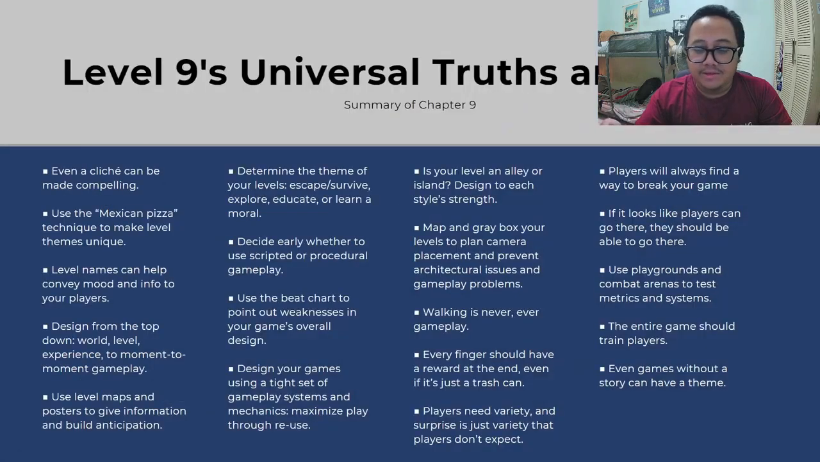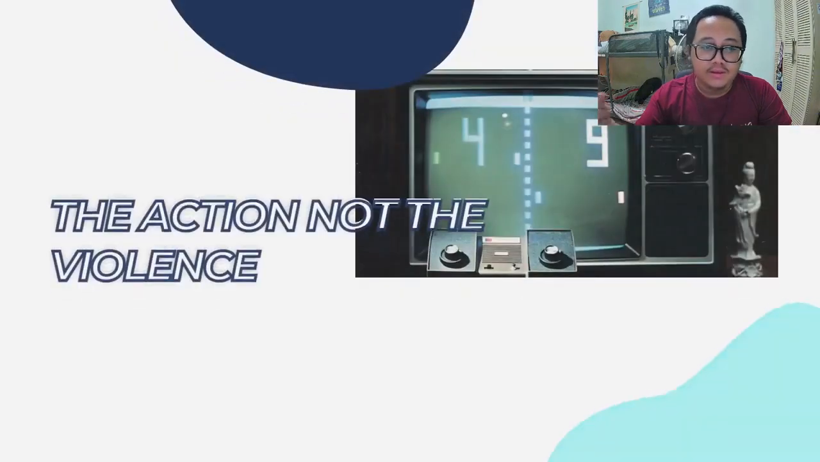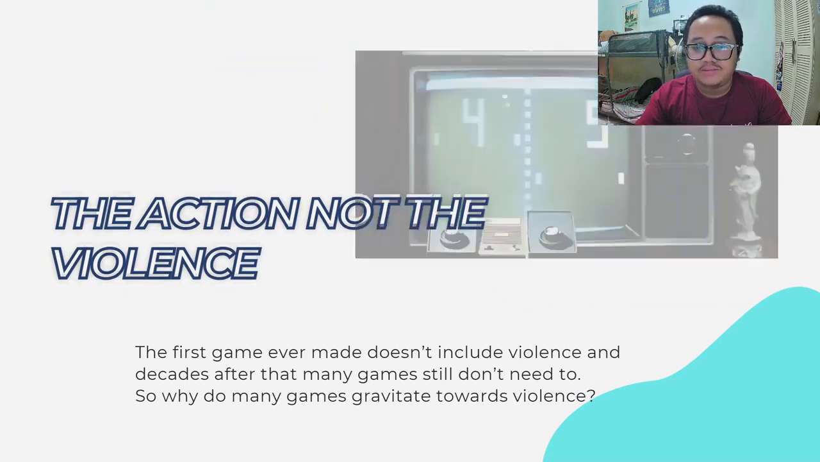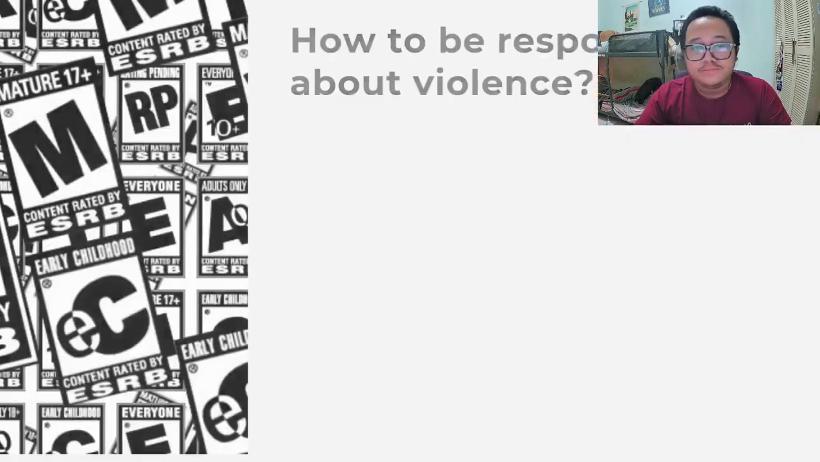And here is the summary for chapter 9. Pause if you want to read. Next, chapter 10, which is combat. I think combat is stated to be more about the action, less about the violence. The book also states that action is more popular because of its easier feedback loop compared to other types of emotion that can be received by a player.